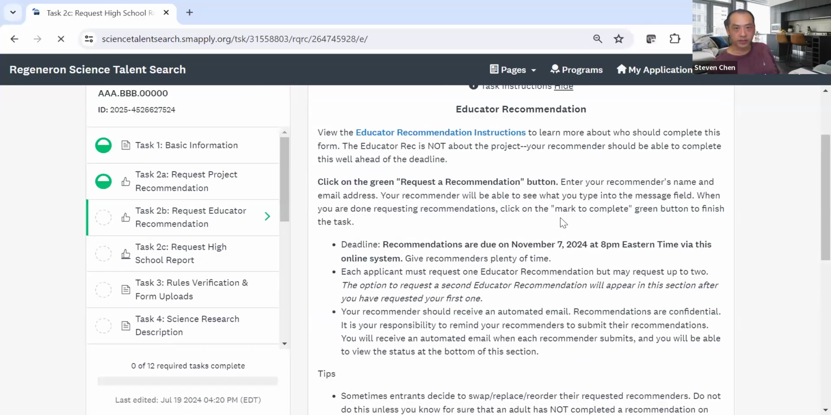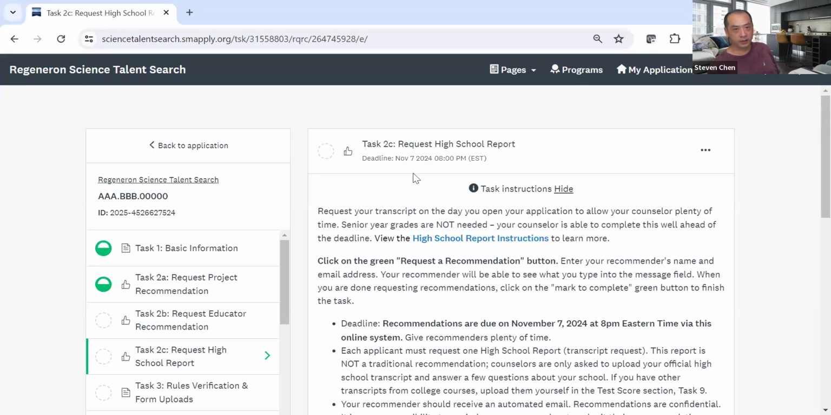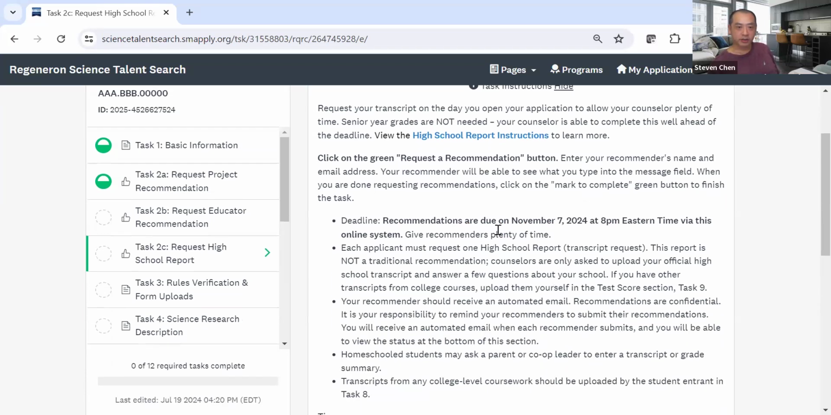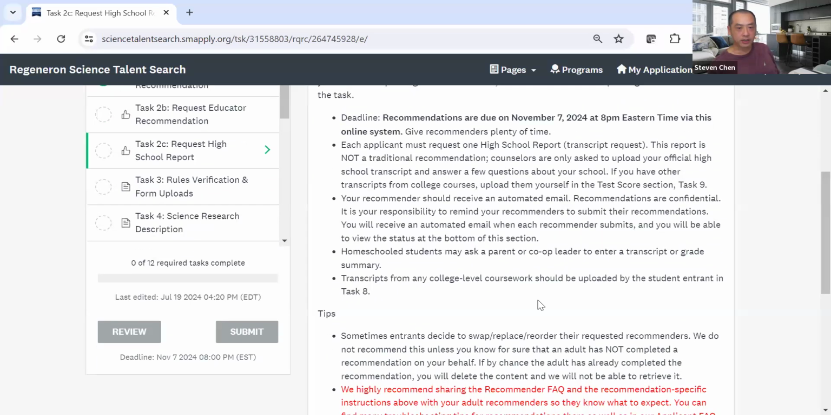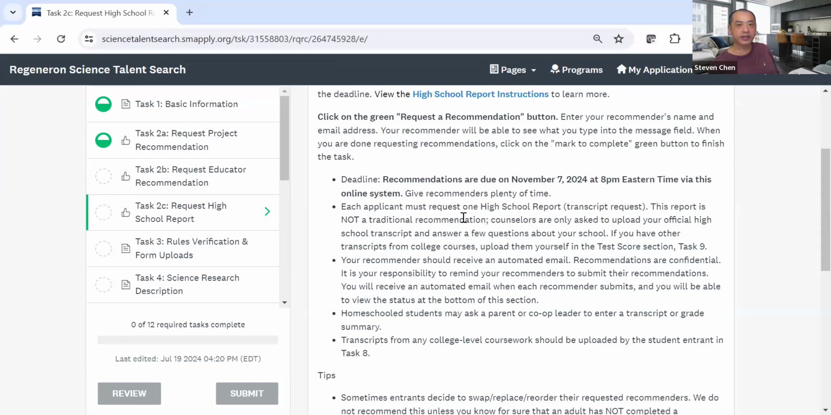Then we go to 2C. Then you also need to get a high school report from your school counselor. Again, when you apply to colleges, you need to submit a high school report from a counselor, the same thing. So you also need to talk to your counselor to ask for this report. Sounds good.